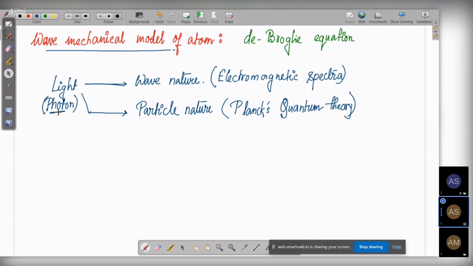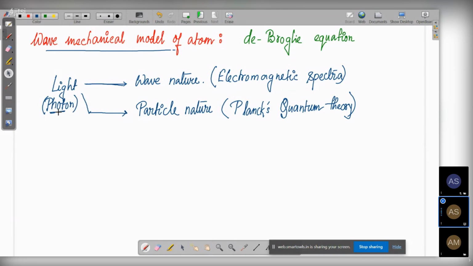So yes, you have learned about reflection, refraction, all those things. Over there, light was considered to be a particle. A particle is coming, striking, getting reflected back. So when you learned about reflection and refraction, light behaved as a particle. But if you see diffraction or interference, in those cases light is actually behaving like a wave. Both natures exist simultaneously.